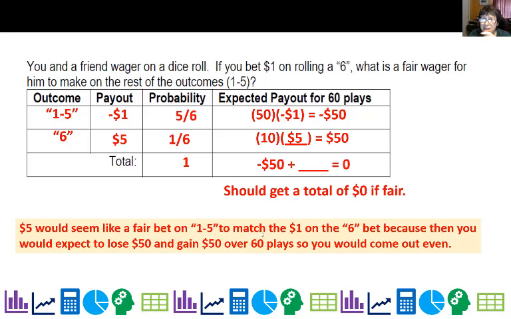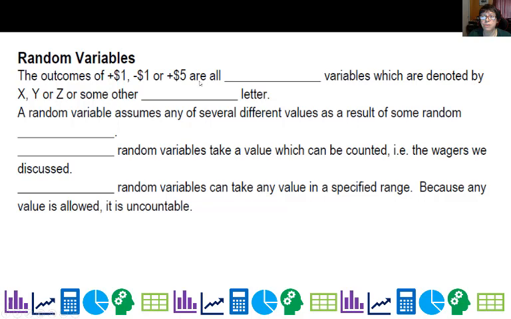What this is called is a probability model with random variables, where we have a quantitative variable here and a probability associated with it, and we have different values for this. So the outcomes of plus a dollar, minus a dollar, or plus $5 are all random variables, and they're denoted by X, Y, or Z, or some other capital letter, or you can even use a word. So it doesn't have to just be X, Y, or Z.